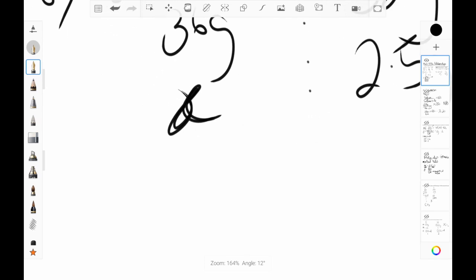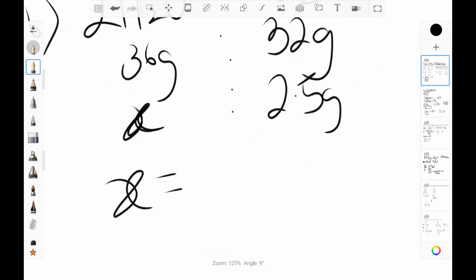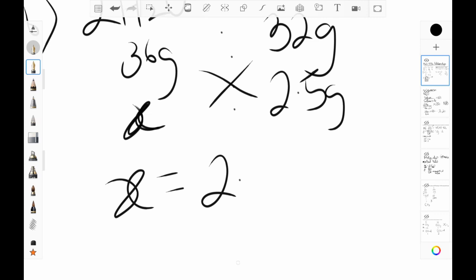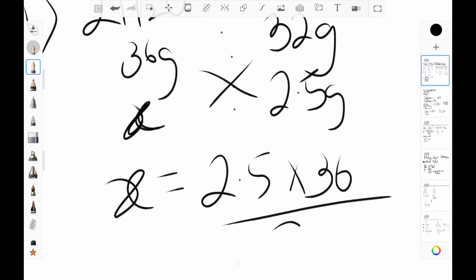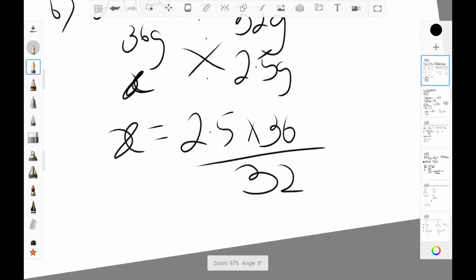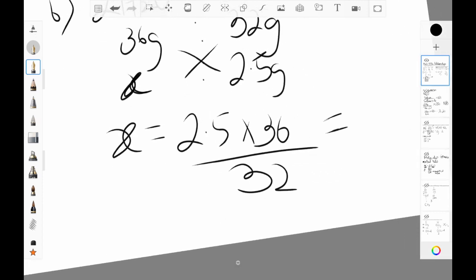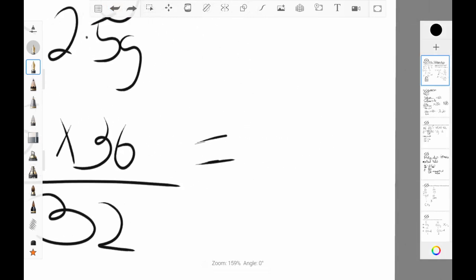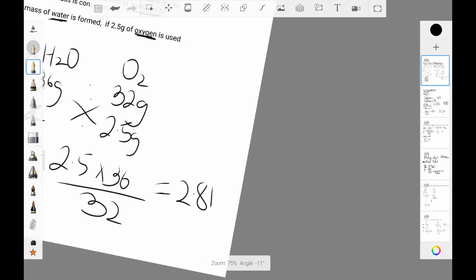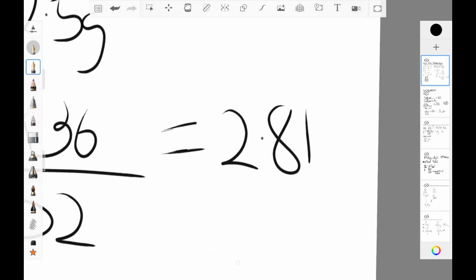So to find x again, you just cross multiply. You have 2.5 times 36 over 32. X is equal to, you can just plug it all into your calculator, and the value is 2.81. Again, never forget your units. They were talking about mass before, and all of the units in your working out were grams. So this will also be in grams.